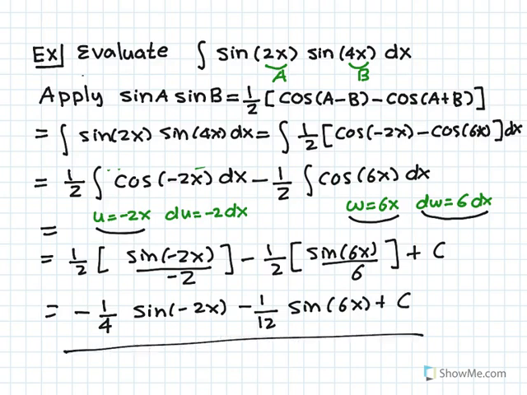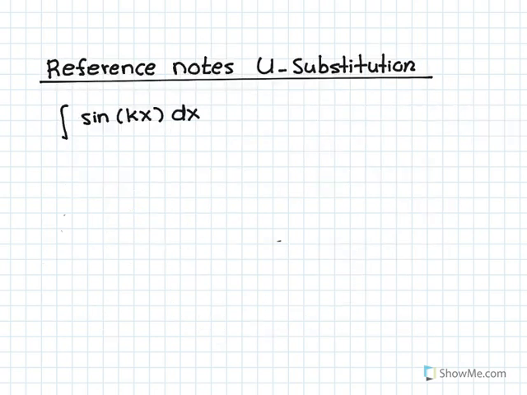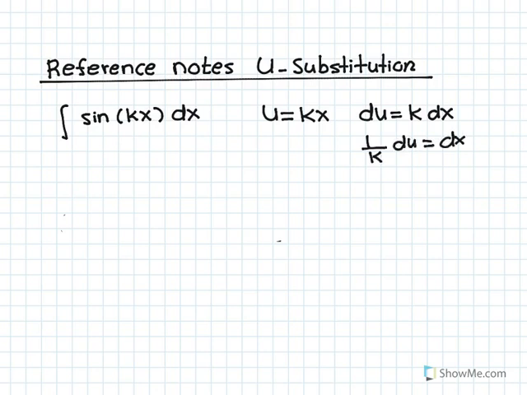Now in both questions we did a lot of U substitution, and sometimes we did that mentally, so I want to expand on that and do that more formally. If you have an integral of the form sine of kx dx, how do we go about solving that? Well, we're going to apply U substitution. We let u be equal to kx. Its derivative du will be k dx. Divide both sides by k, and we get 1/k du is equal to dx.